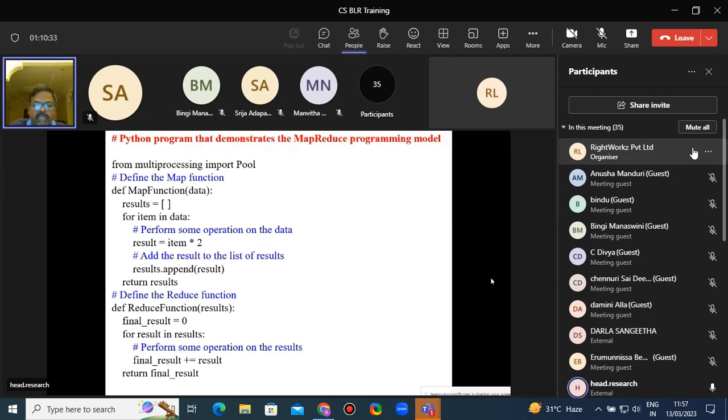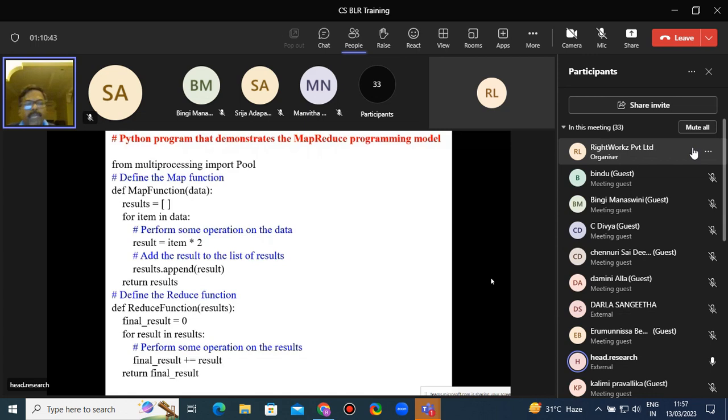So now see one of the Python programs that demonstrates the MapReduce programming model. What I am doing: from multiprocessing import Pool, define the map function. We are defining the map function. Results, for item in data, perform some operations on the data. Result equals item multiplied by 2. Add the result to the list of results: results.append(result). Return results.